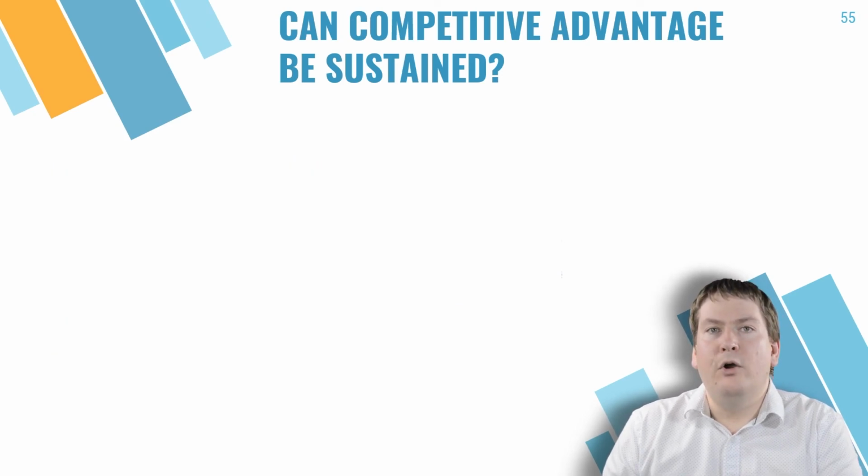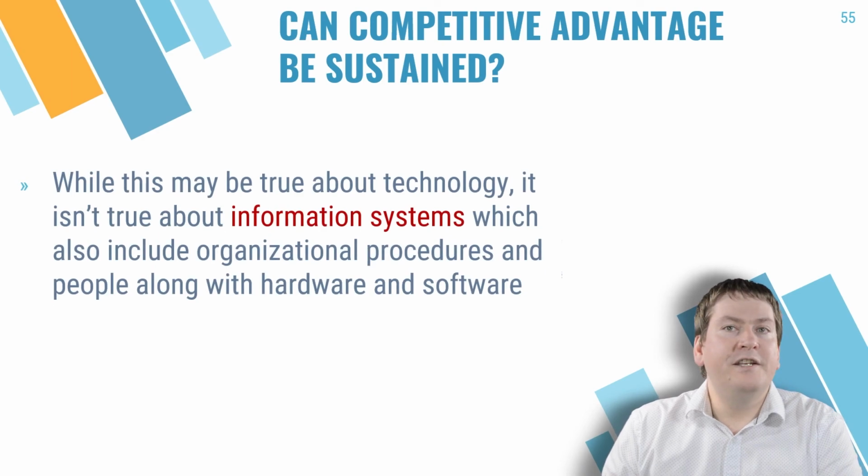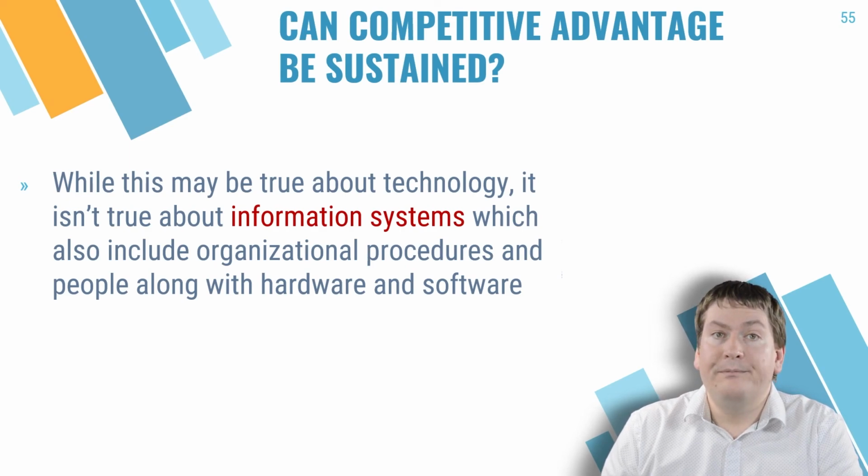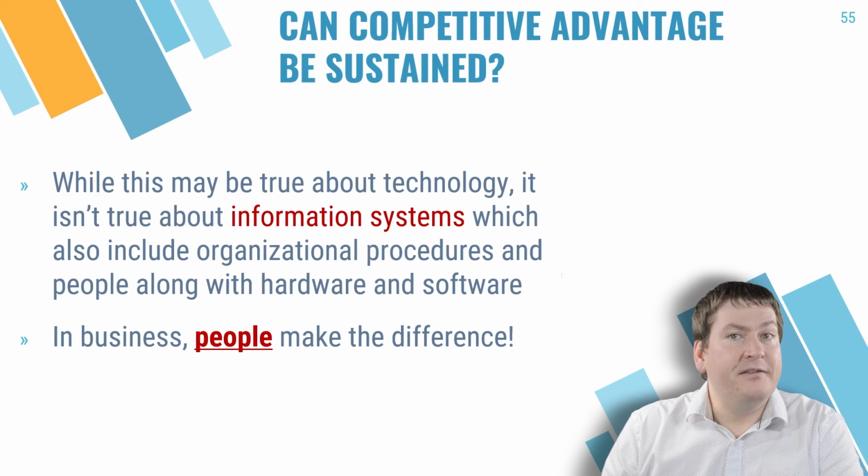But there's still some hope. While it is true that IT alone can't sustain a competitive advantage, information systems are a lot more than just IT. Recall that information systems also include people and procedures. These are the human components. Through good procedures and good employees, we can have a system of continuous improvement and innovation that will allow our business to maintain an advantage and be successful in the long term. Never forget that in business, it is the people or the human components that make the difference.